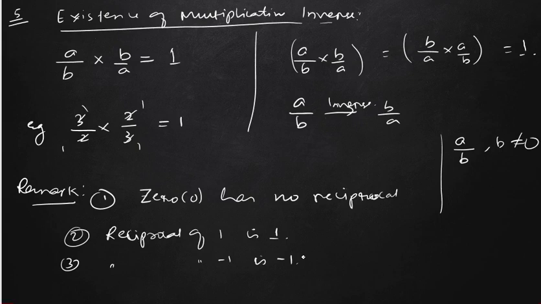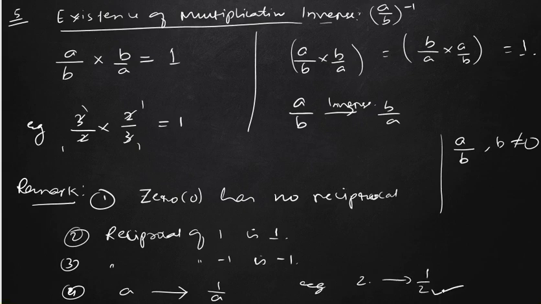Okay, and we denote the reciprocal, or inverse, this way, with power -1. So power -1 represents the inverse. And the reciprocal of any rational number a will be of the form 1 by a. Example, the reciprocal of 2 will be 1 by 2 in this way.